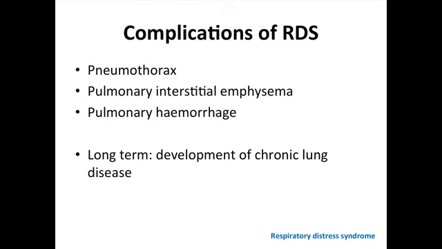Complications of respiratory distress syndrome include pneumothorax, pulmonary interstitial emphysema, pulmonary hemorrhage, and in the long term the concern is the baby may develop chronic lung disease, and thereby they would go home on home oxygen and would always be a bit more prone to lung infections in the future.